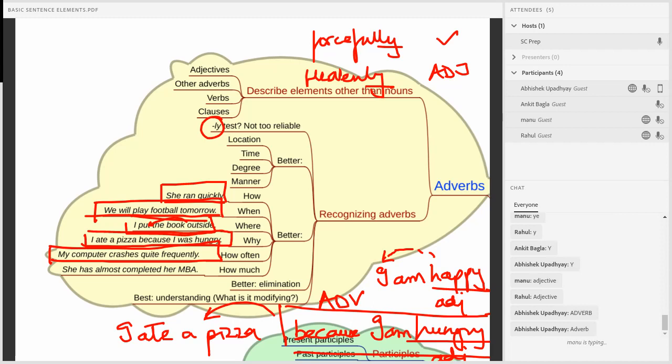Yes, I think I've received an answer in the chat window. We use another adverb, right? Perfect. So quite is also an adverb, frequently is also an adverb. Quite is describing frequently, and together they are describing how often the computer crashes. All right. I think we've got this one also.